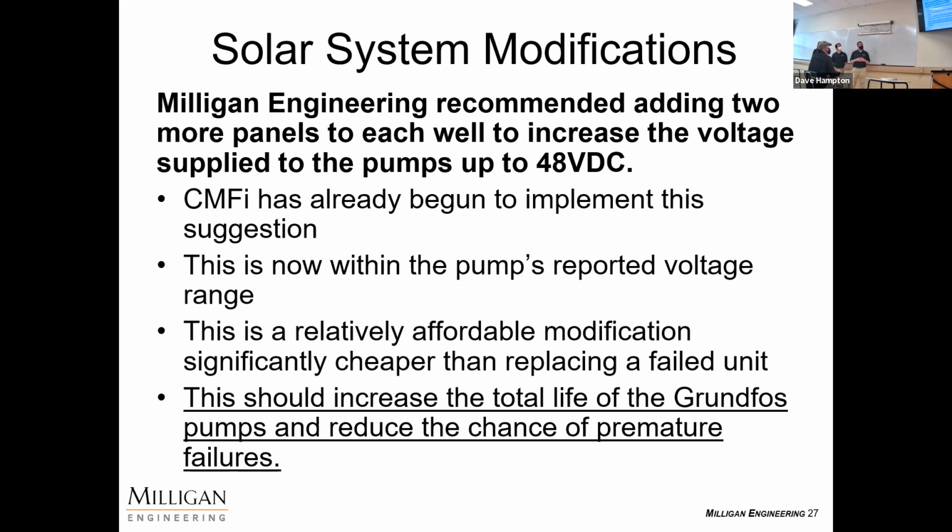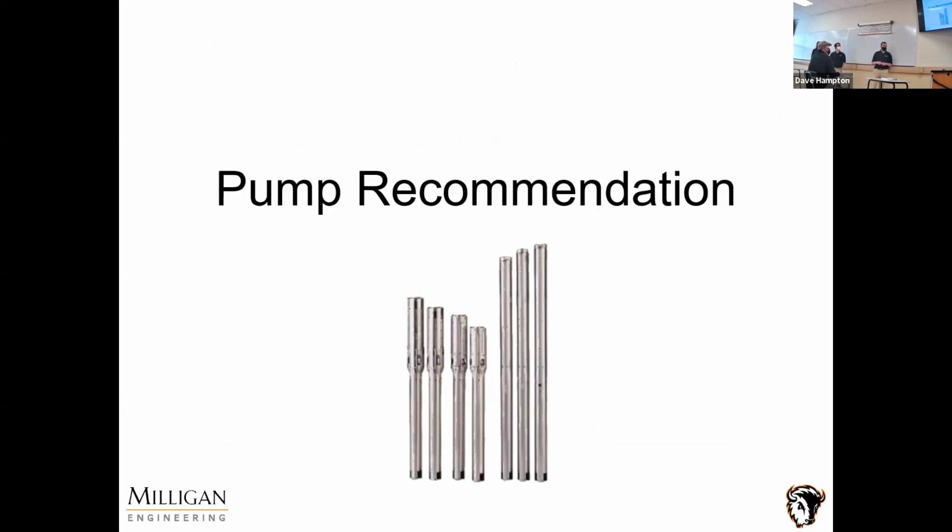After we gave our initial recommendation about a month ago, they began to immediately implement this solution, and the voltage is now at 48 volts, which should be well within their operating conditions. Even on cloudy days, it should only drop to about 30. So it should still be fine even under cloudy conditions. This is relatively affordable. Solar panels only cost $100 to $200, so this would be far less expensive than having to replace $3,000 pumps every time. And this should also help to increase the total life of the pumps for our system.